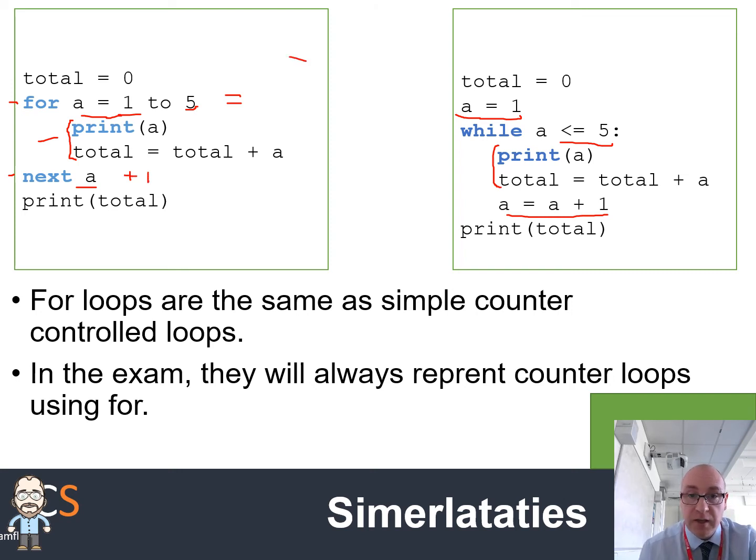The for loop is shorter, and in some ways a lot easier to understand, as long as you remember it has a start value and an end value, and the next a always adds 1. So the exam will always represent counter loops, those loops which are predictable, which have a clear start and a clear end. They'll always use for loops. They will especially use it if they're using arrays, because arrays go from the first item in the array to the last item in the array. So if they're ever showing a loop with an array, it's always going to be a for loop.